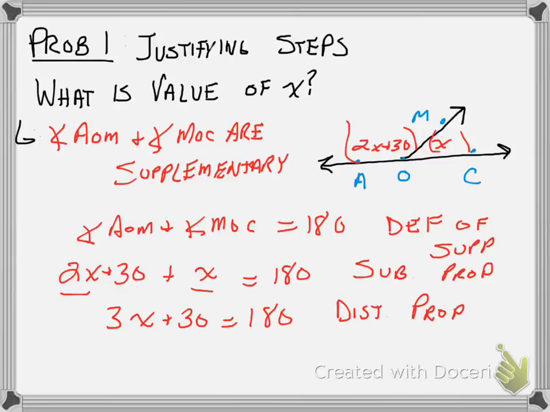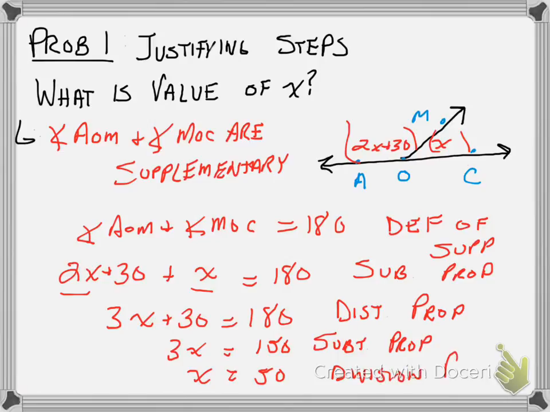I'm going to go ahead and subtract 30 over. That gives me 3x equals 150. And that's subtraction property. And then I'm going to divide by 3 and end up with x equals 50. And that's the division property. So again, just justifying the steps that you're doing as you work through.